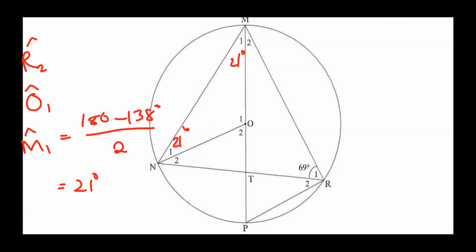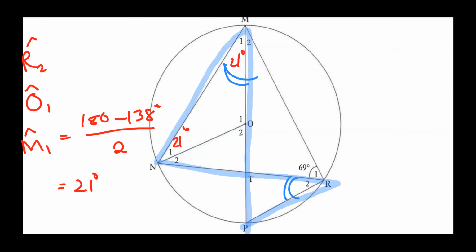I'll highlight the parts I'm talking about now. M1 is 21 because R2 is 21. Can you see it's that bow tie butterfly thing? So the reason for this is angles in the same segment. So you could have also even used this theorem. Okay, the moment you see a bow tie or a butterfly, you're allowed to use the angles in the same segment theorem.